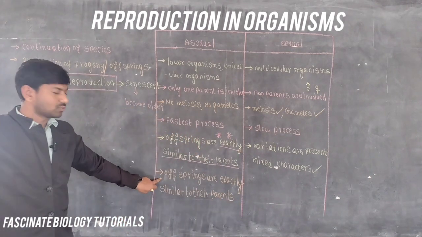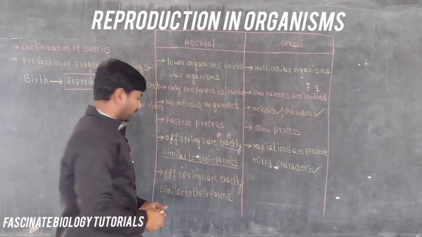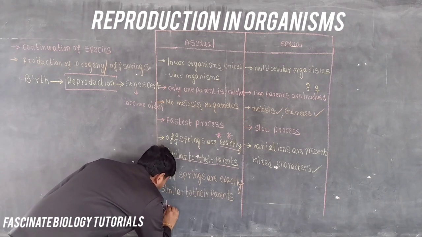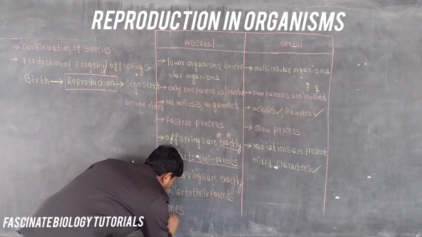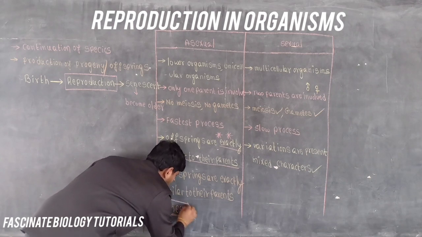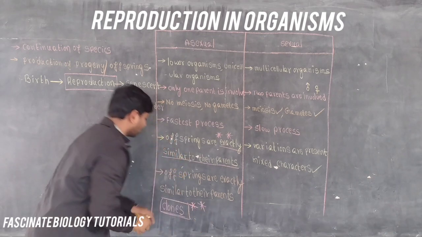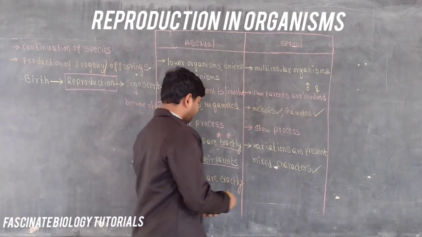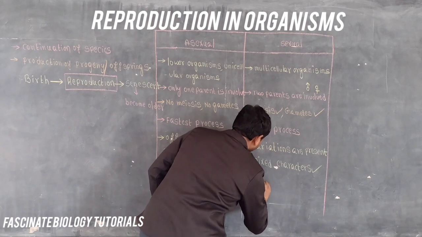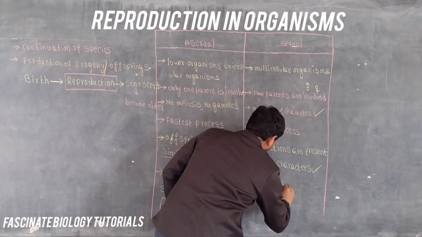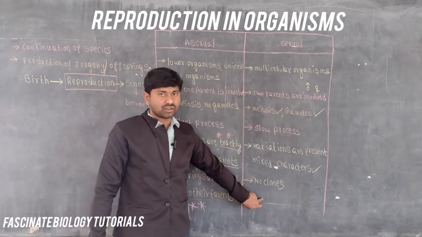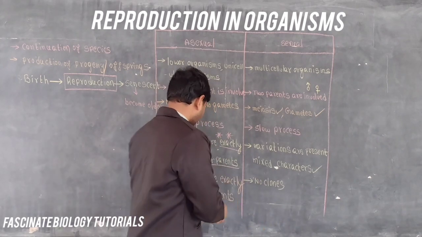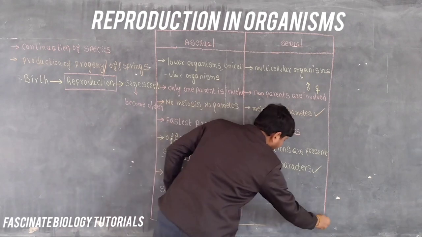Offsprings that are exactly similar to their parents are known as clones. Very, very important. Clones means an exact copy of the parents. And here, no clones: in this progeny some characters came from the father and some characters came from the mother, not an exact copy of their parents. This is the basic information about reproduction in living organisms.